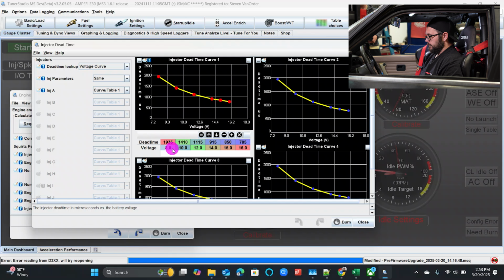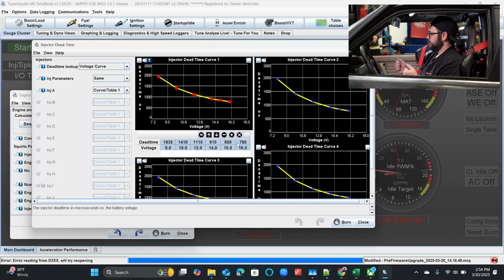So that means we're going to take milliseconds and multiply. On our support page, we've got a write-up on this that covers exactly how to do it. If you go to DIYAutotune.com, go to support, it's update injector dead times for firmware 1.6, and not only is there a full write-up on it, there's also a nice spreadsheet that you can use.